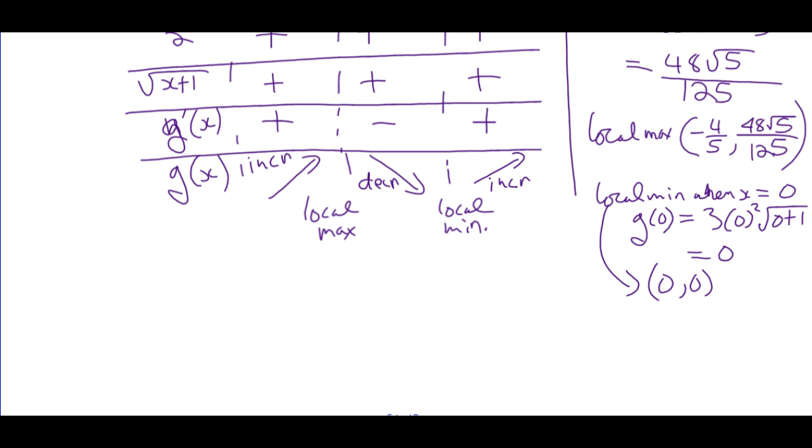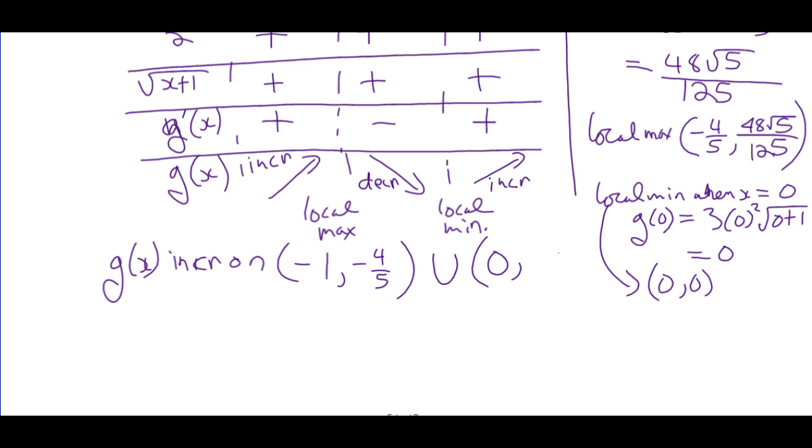Okay. Now, if we wanted to list intervals, like where it's increasing, decreasing, we'd say g of x is increasing on the interval from -1, but not including -1. So open parenthesis -1. You can't put a -1 in there. So from -1 to -4/5. It's also increasing from 0 to infinity. Have you guys used this before? Is it union? Yeah? Okay, good.